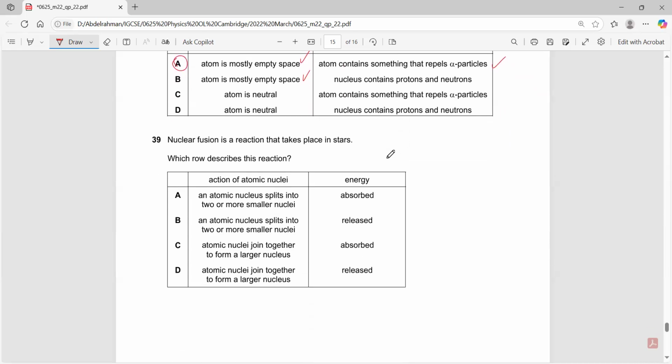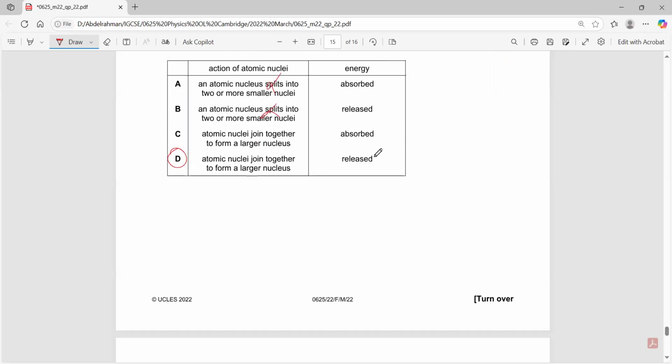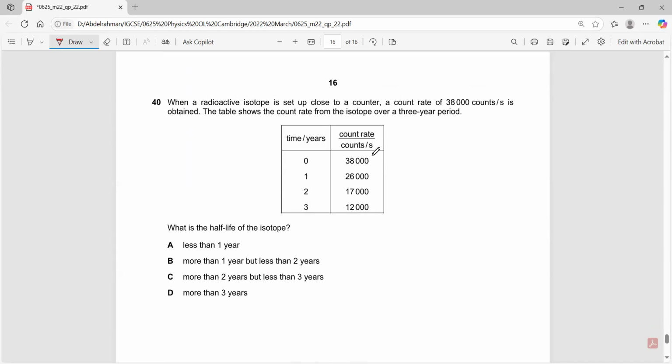Nuclear fusion is a reaction that takes place in stars. Which one describes this reaction? An atomic nucleus splits? No, it does not split. Two atomic nuclei join, and energy is released. Yes, energy is released.